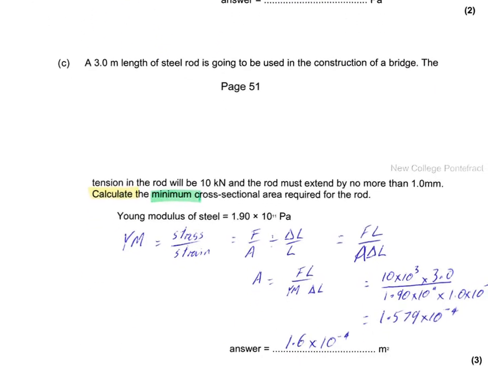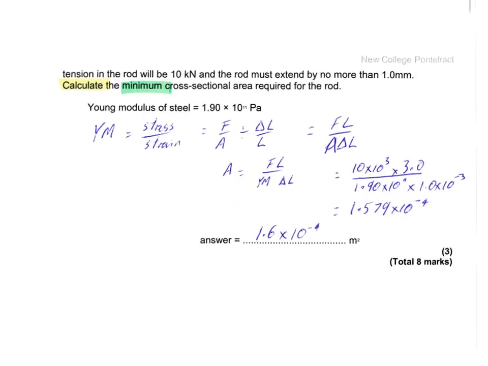Part C then, we've got a 3 metre length of steel rod. It's going to be used in construction of the bridge. The tension in the rod will be 10 kilonewtons. The rod must extend no more than 1 millimetre. Calculate the minimum cross-sectional area required for the rod.